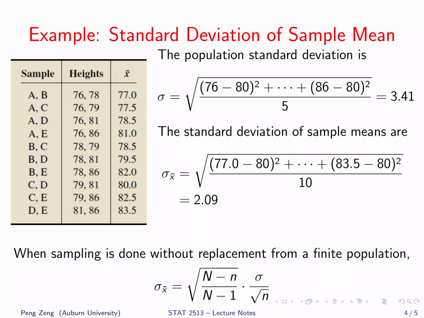Here we may notice that the two standard deviations do not exactly follow the formula we mentioned earlier. It is because we are doing sampling without replacement from a finite population. In this scenario, we need a correction factor to the formula. In this correction, the capital N is the number of individuals in the population. It is 5 in our example. The small n is the sample size, which is 2 in our example. In practice, the capital N is usually much larger than the small n. Therefore, the correction factor is approximately 1 and can be ignored.